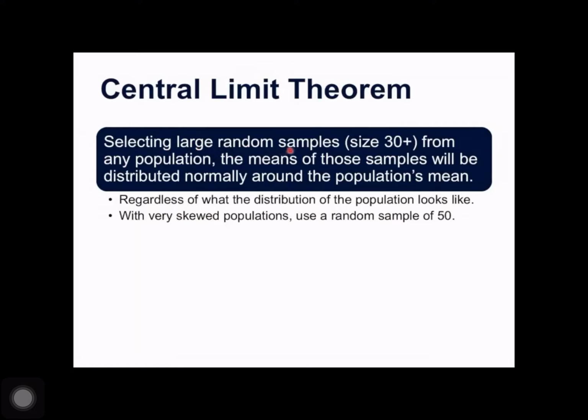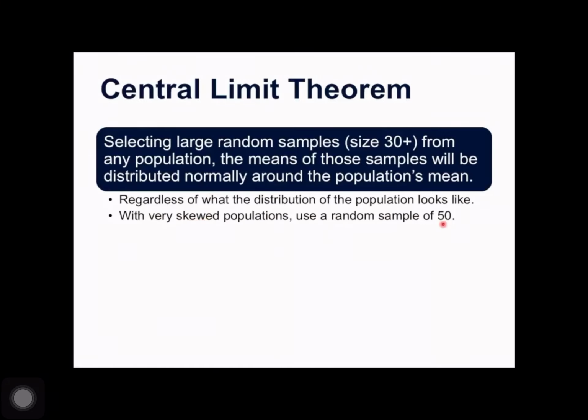When we select a large random sample, which might not be as large as some think, really if you have a sample of about 30 or so from any population, the means from those samples will be distributed normally around the population's mean. And that's very important because we typically want to make some kind of interpretation of a population's mean. Regardless of the distribution of the population in reality, it will always appear normal, or just about always.